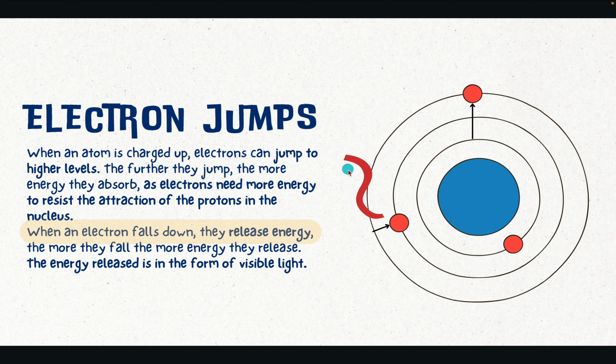And remember what we talked about earlier with electromagnetic waves. If it falls less, it releases less energy. So it releases a wave with less energy, such as red. Red is the least energy of visible light. If it were to fall all the way down from here, it would release like a green or blue wave.